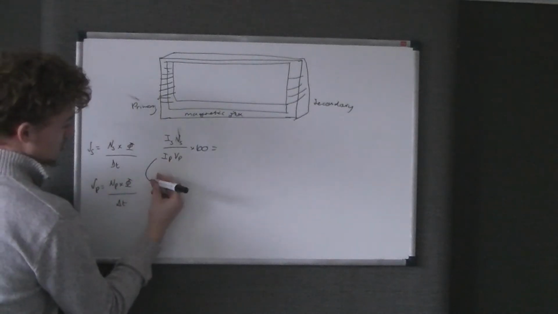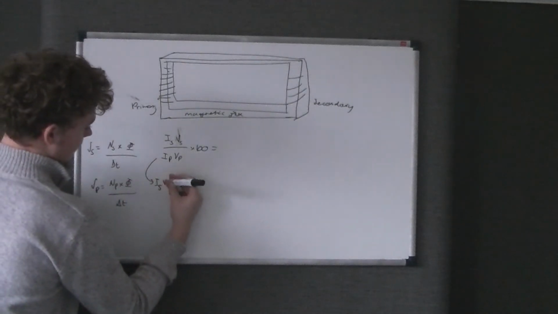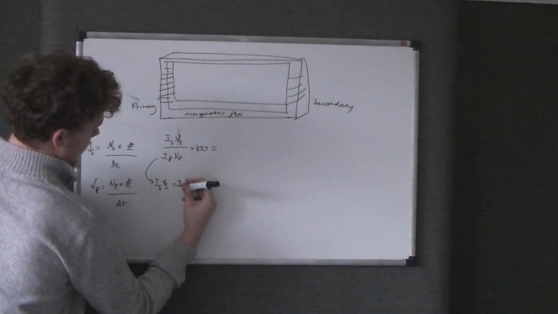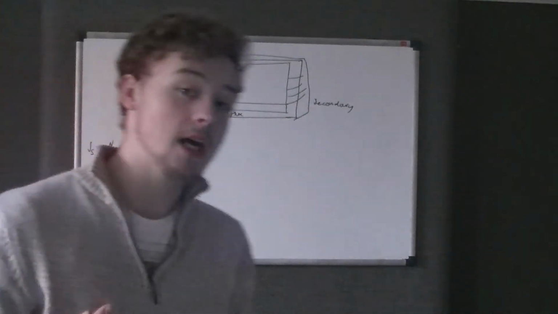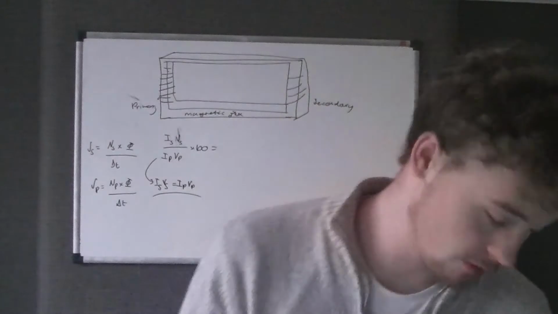So if we assume it's 100% efficient, then IS VS is equal to IP VP. Okay, so that's if it's 100% efficient. Now, if it doesn't tell you what efficiency it is, just generally assume it's not.